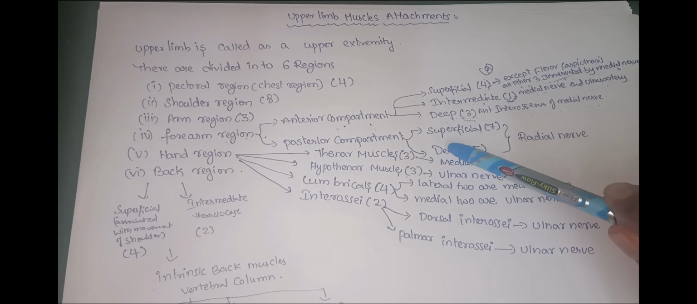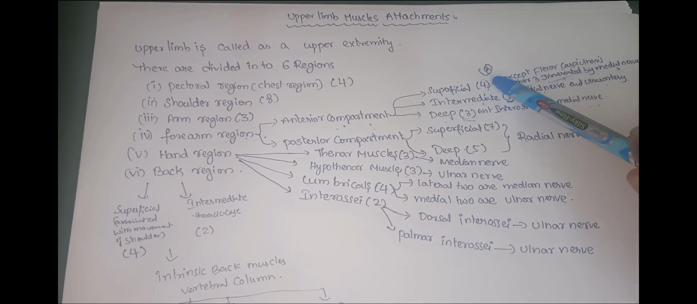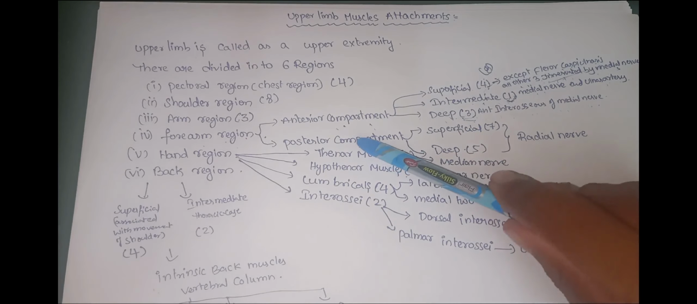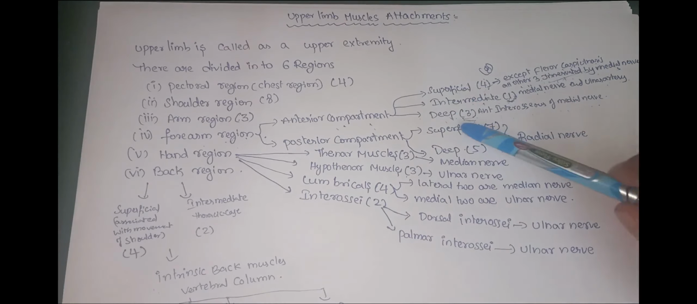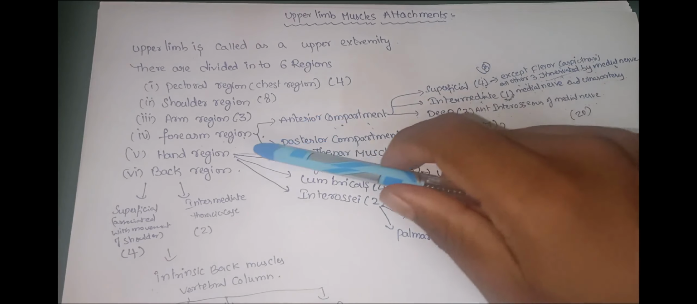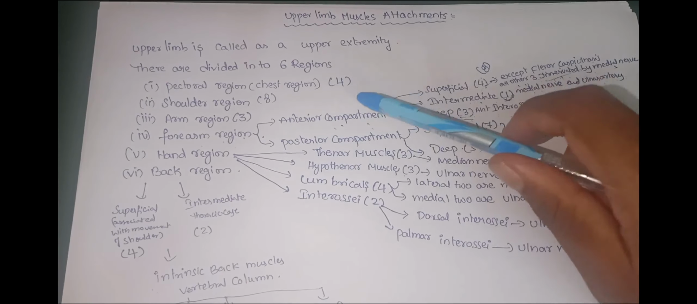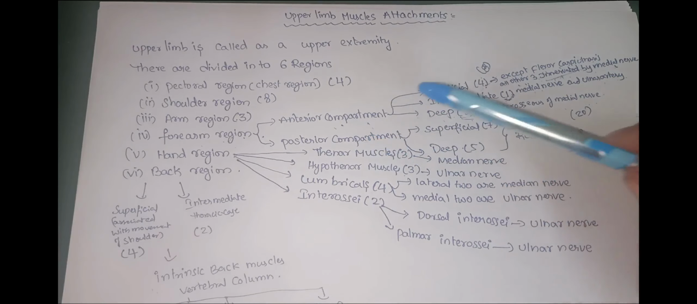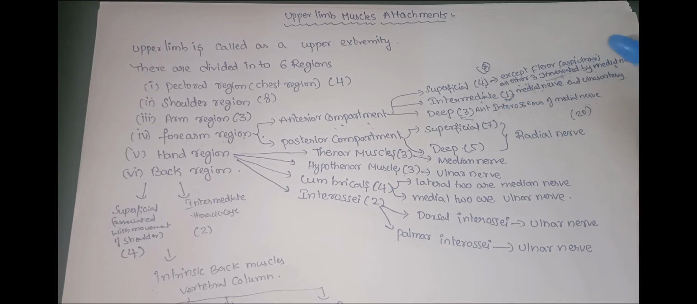So 8 muscles are present in the anterior compartment of the forearm region, and 12 muscles are present in the posterior compartment. The total forearm region consists of how many muscles? There are 20 muscles. So the forearm is divided into anterior and posterior compartments: the anterior compartment consists of 8 muscles, the posterior compartment consists of 12 muscles.